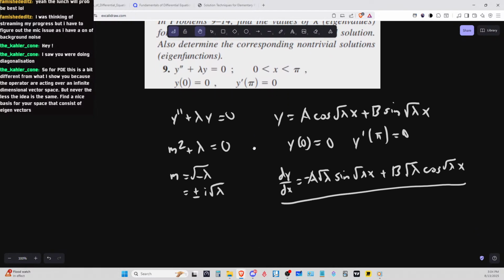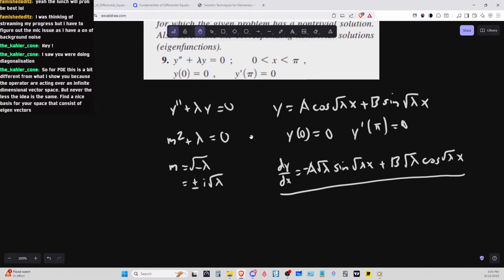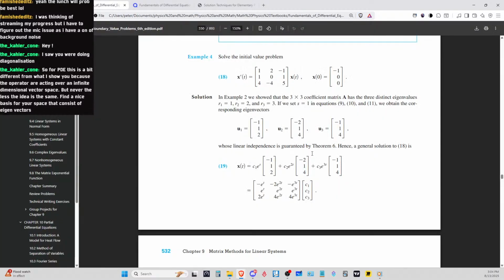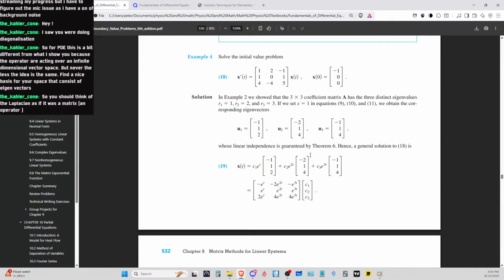Unless we have to use the Wronskian, I think that's what it's called. Unless that involves that, which is what I'm trying to look for in this case. You should think of the Laplacian as if it were a matrix operator. Oh, okay.